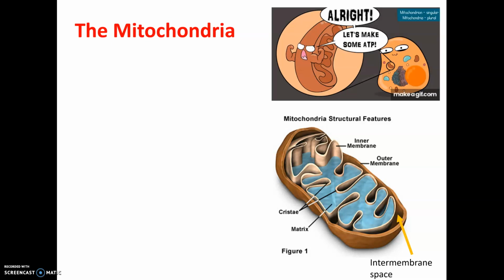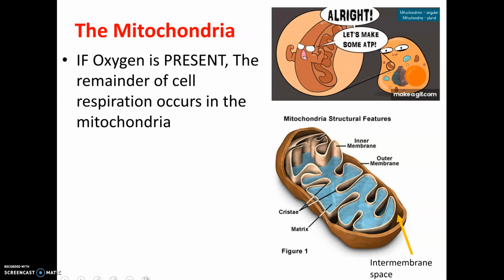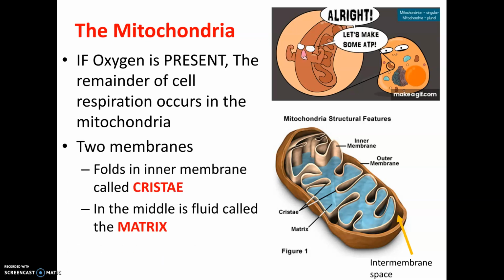So the remainder of cell respiration is going to occur in the mitochondria. Now you may recall that the first step, glycolysis, occurred in the cytoplasm, and fermentation also occurs in the cytoplasm. So if oxygen is present, the remainder of cell respiration will happen in the mitochondria, which we know is the powerhouse of the cell. So the mitochondria has two membranes.